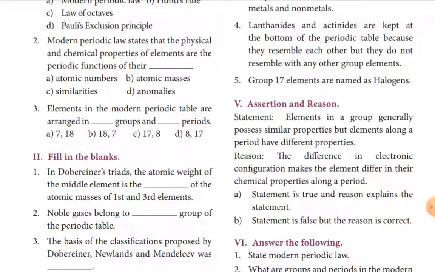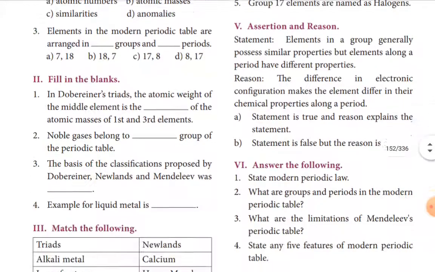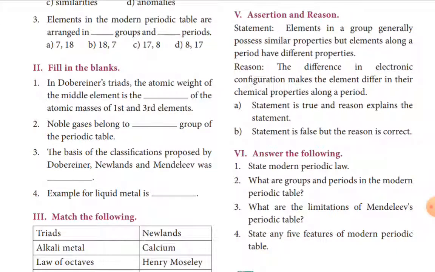Then what is the answer? State the modern periodic law, that is nothing but the physical and chemical properties of the elements are periodic functions of atomic number. What are groups and periods? Groups are nothing but the vertical columns in the modern periodic table from top to bottom. And what are periods? Horizontal rows are called periods.